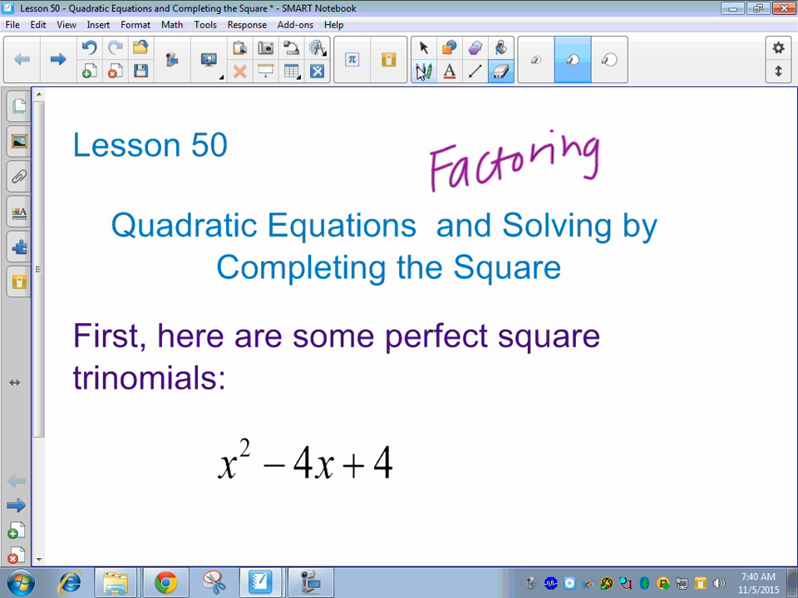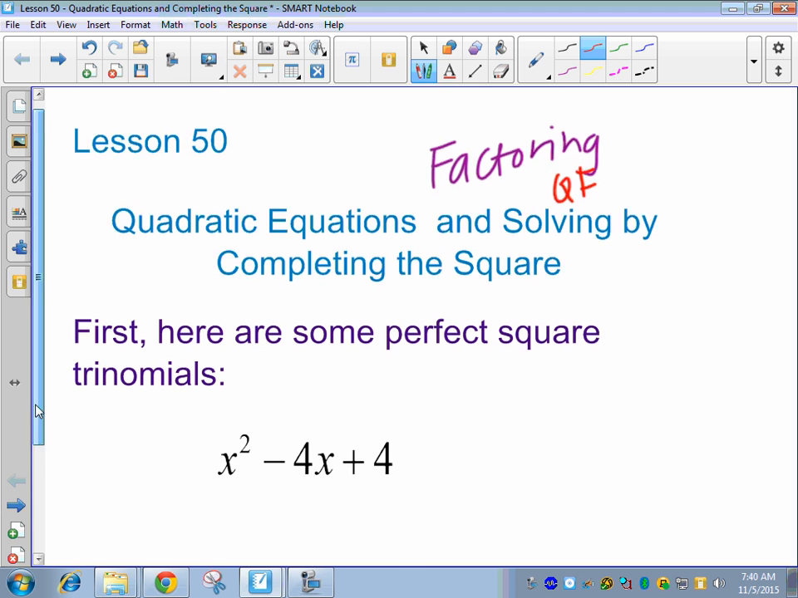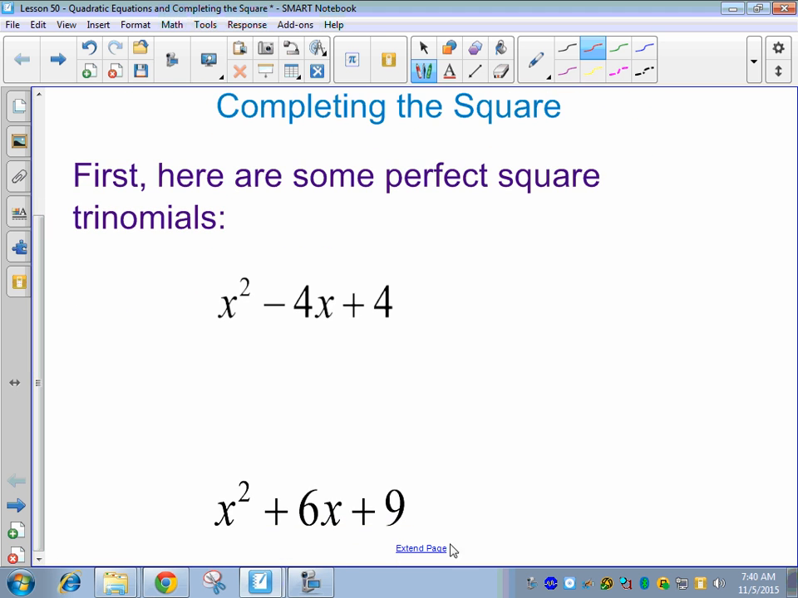So the other way you guys learned in Algebra 1 that I don't think we've done yet is the quadratic formula. Do you guys remember that? Quadratic formula? No? All right, well, this is a third way now that you guys are going to add to the toolbox, and that would be by completing the square. So first let's talk about what a perfect square trinomial is. Okay, so write those two down.